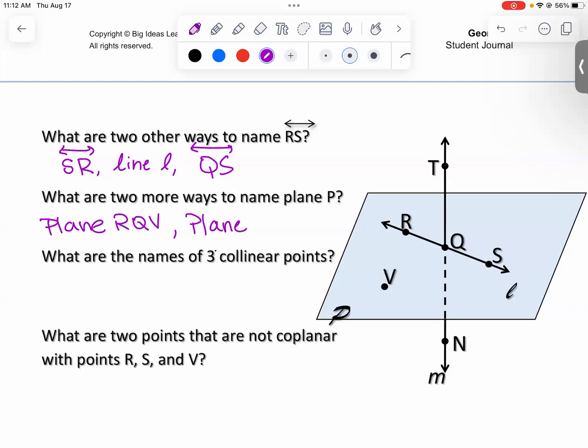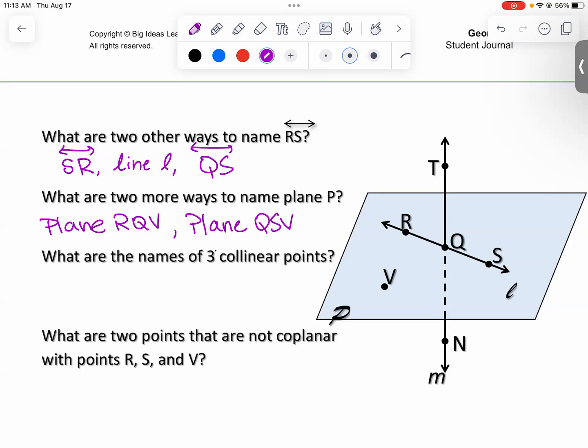RQV. All right. Is T an option? No, it's not in the plane. Is N an option? No, it's not in the plane. So we could name it, I don't know, QSV. Plane QSV. Okay.